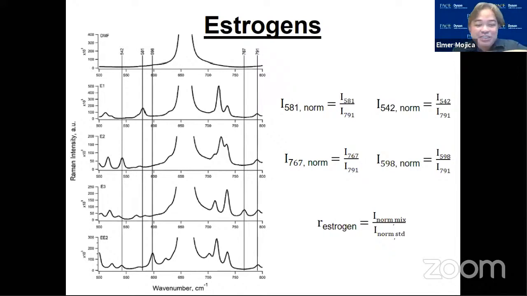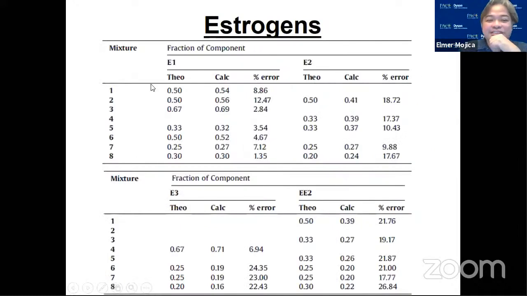And we're able to use dimethylformamide. And what we did is we look at the intensity normalization. So we normalize the unique peak with the common peak, and we use it to get the ratio of the estrogen in the mixture. Okay, and we're able to come up with these different mixtures, and the margin of error that we have, some can be as low as 1%, but we get as high as, I think, 27%.